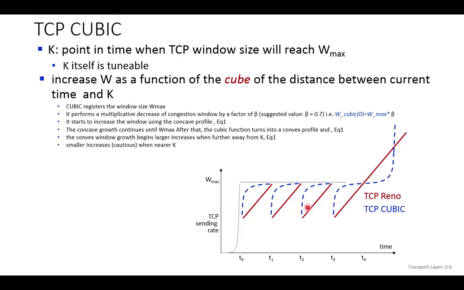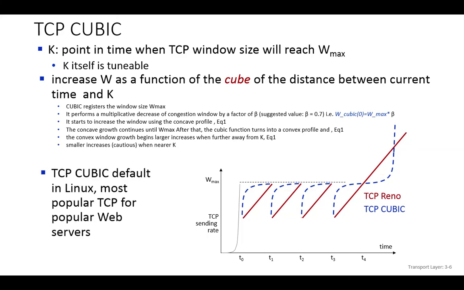So there is a smaller increase as the congestion window gets closer to this point, so there is smaller growth in the congestion window, and when it crosses, then again it is a smaller increase. But as it gets far away, then the size of the congestion window increases faster, it increases more. So basically the TCP QUIC, it is a QUIC. This protocol is by default used in Linux, and nowadays it is also used by popular web servers. Because of this advantage.